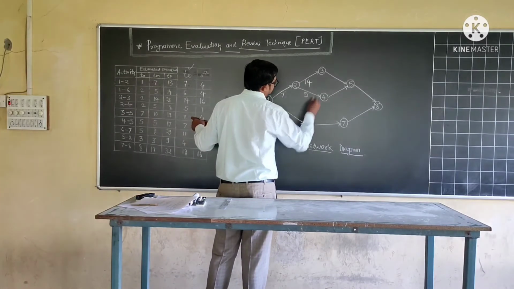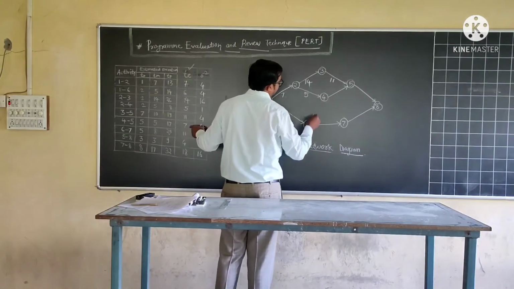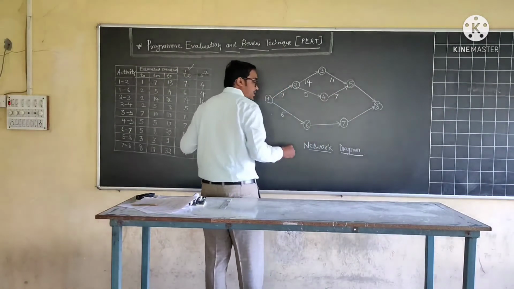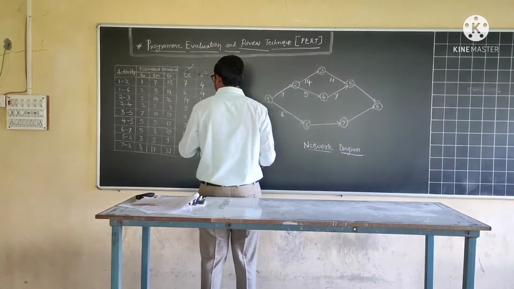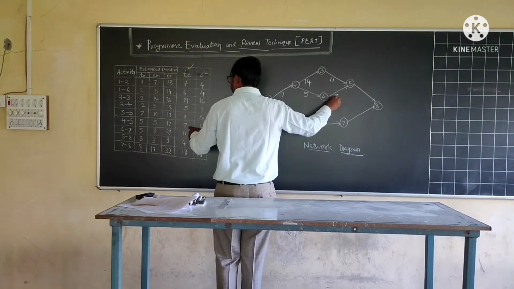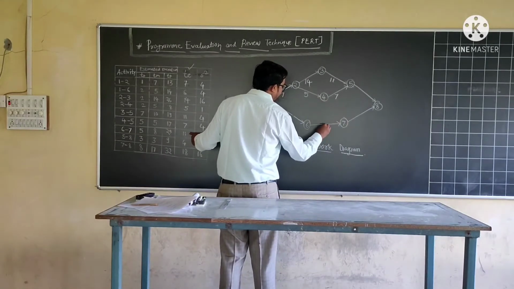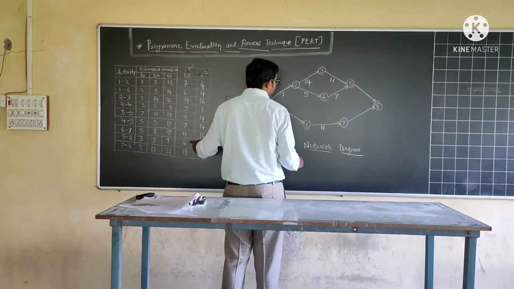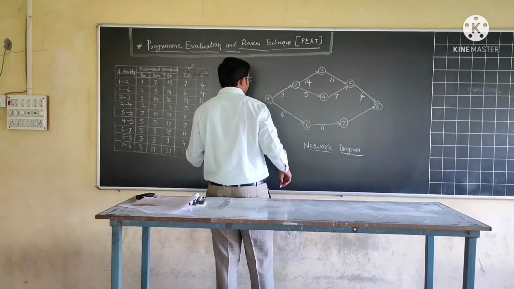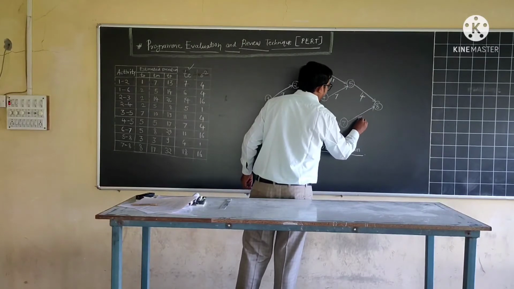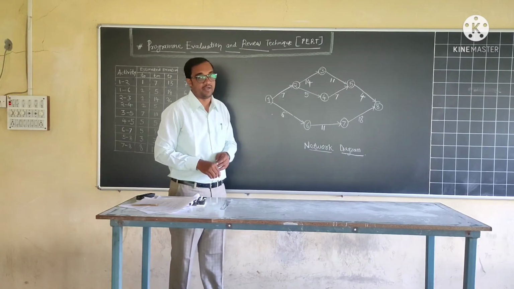3 to 5, 11 days. 4 to 5, 7. The duration may be in weeks or maybe in days, so depending upon that, we need to focus on it. 6 to 7, 11. 5 to 8, 4. And lastly 7 to 8, 18. So in this way, the expected time of the concerned activity is calculated.